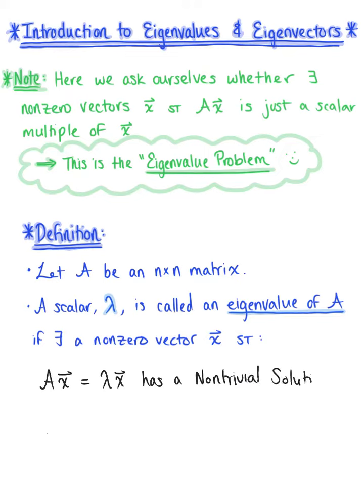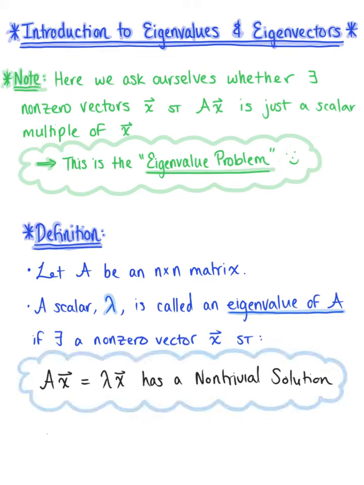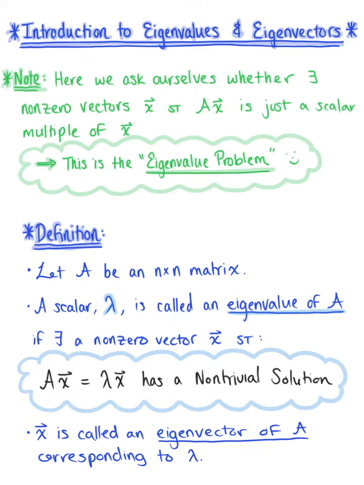In other words, a free variable must exist. Right? There's no linear independence here. Now, such a vector x is called an eigenvector of matrix A that corresponds to this lambda, this eigenvalue.